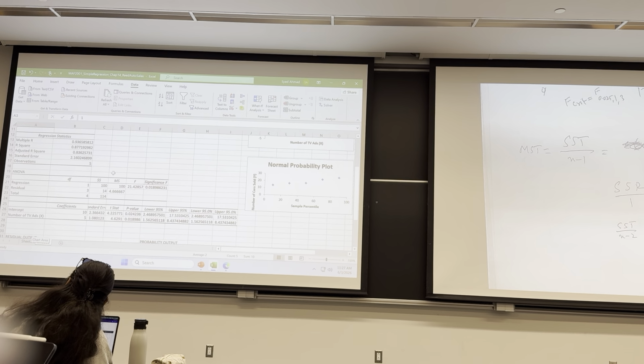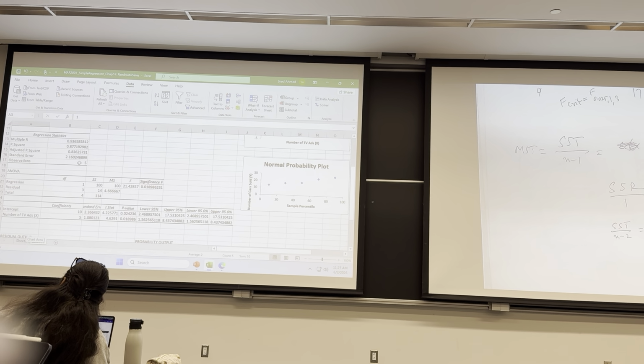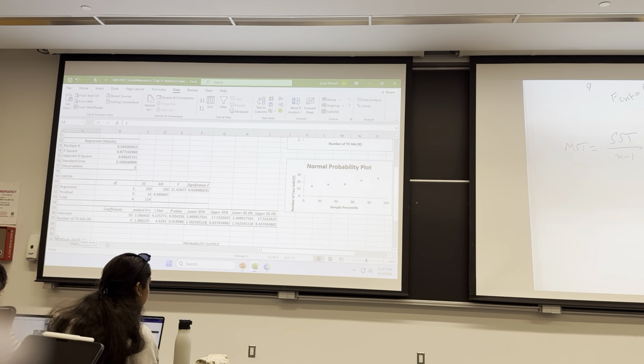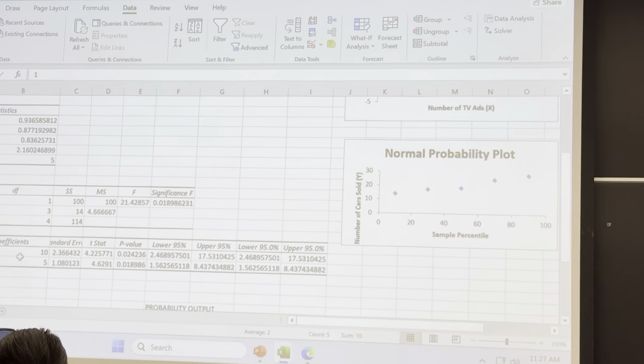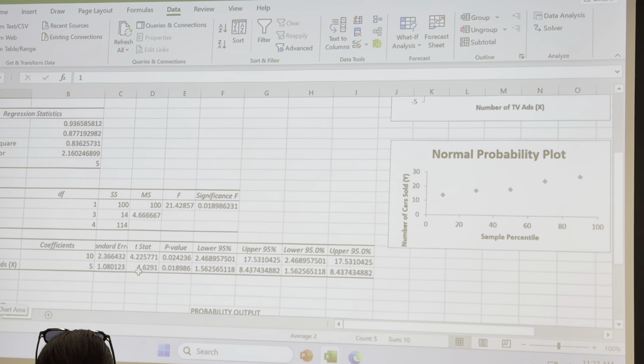Intercept, any question about this? And there are 5 observations, okay? Intercept is 10, slope is 5.